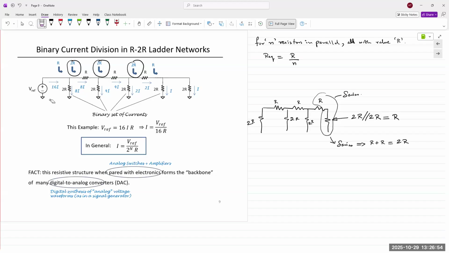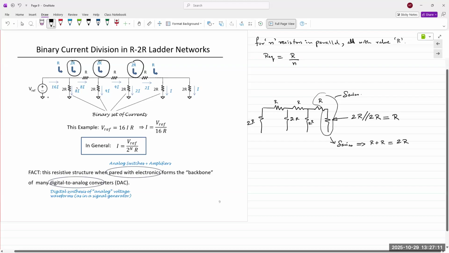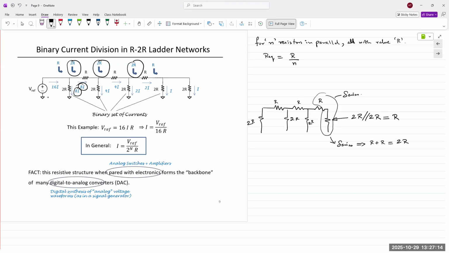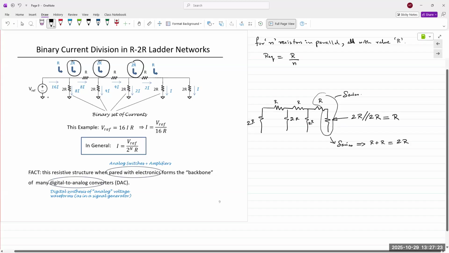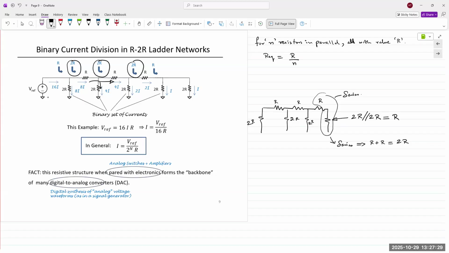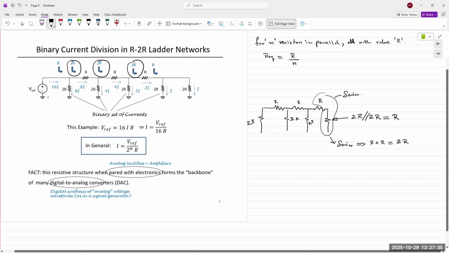If we start with 16I, it splits into exactly 2 equal parts because both resistances are 2R and 2R, so it splits into 8I and 8I. 8I goes down, 8I goes towards the right. And that 8I going towards the right splits into two further parts, again because the resistances on the right are equal, 2R and 2R. So it again splits in half, and you get 4I and 4I.